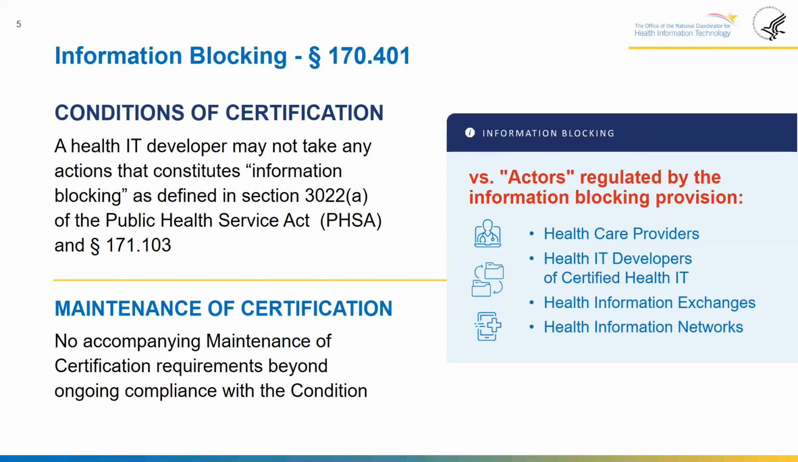We won't go through each of those, but in general, this condition of certification applies to the notion of a health IT developer not taking any actions that will constitute information blocking in relation to their certified health IT products. That is the initial condition of certification. It takes effect 6 months from the publication date of the final rule. There isn't a maintenance of certification in the sense of an extra thing for a developer to do beyond ongoing compliance with that particular condition.